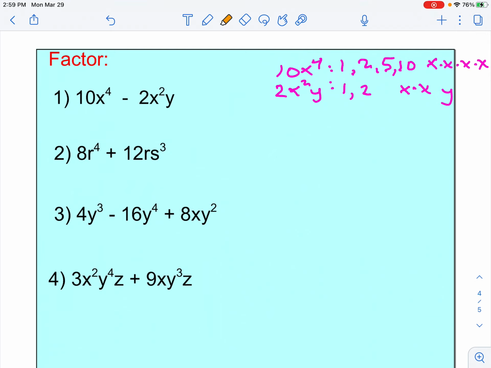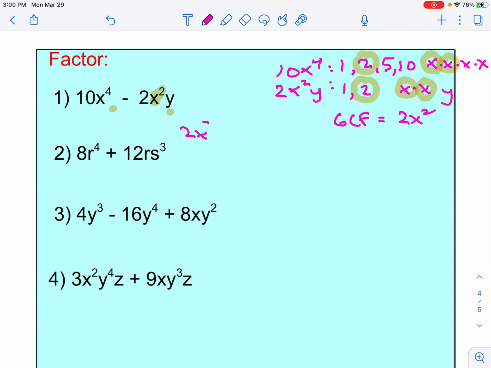So now let's see what's in common. Okay, the largest number in common is 2. And I have 1 x to circle in each. There is not a common y, so I will not have any y's. But notice, there are 2 x's in each. And so notice, again, x is going to be to the second power. So my GCF for this is 2x squared.